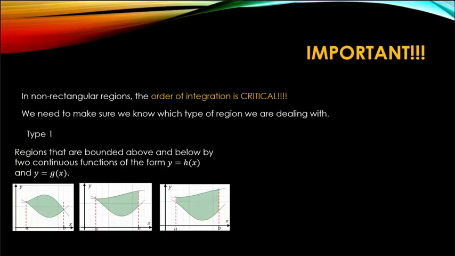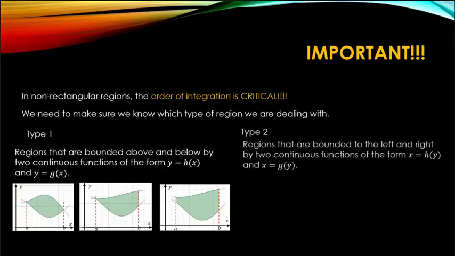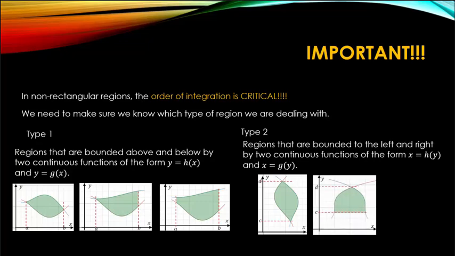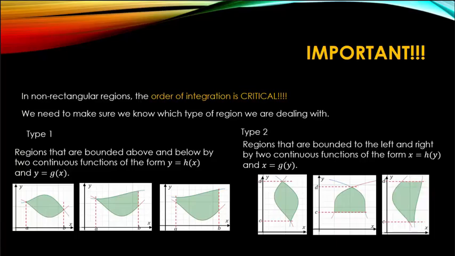The second type of region that we're dealing with are regions that are bounded to the left and right by two continuous functions of the form x is equal to h of y and x is equal to g of y. Again, there are three basic types of curves to look for here. I may have two curves that intersect at both endpoints on my interval. I may have two curves that intersect at only one of my endpoints on my interval. And I may have two curves that don't intersect at either endpoint or in the middle of my interval.